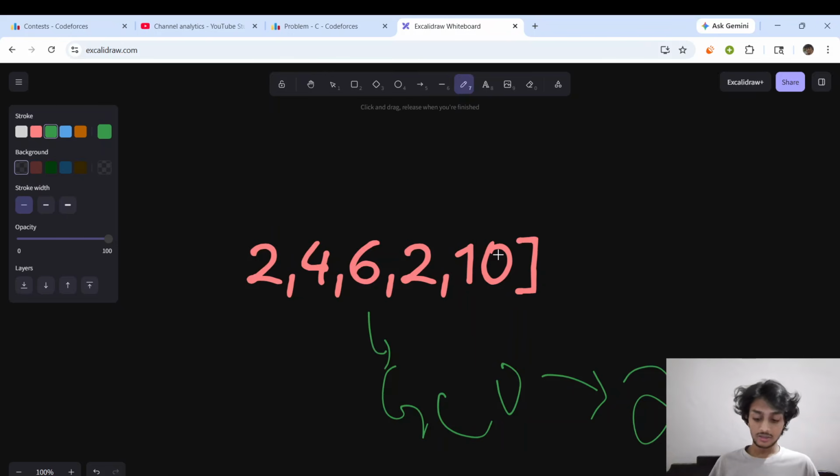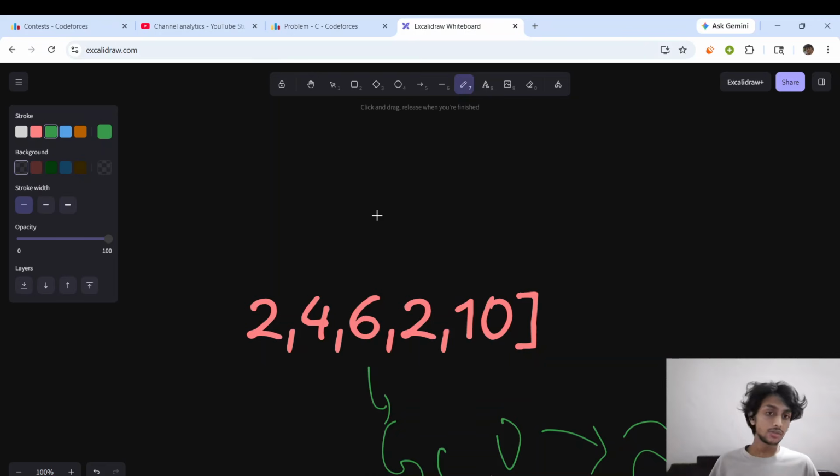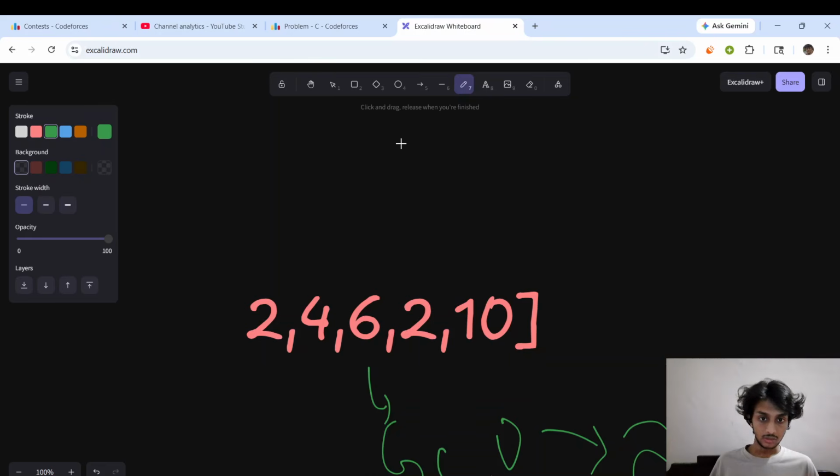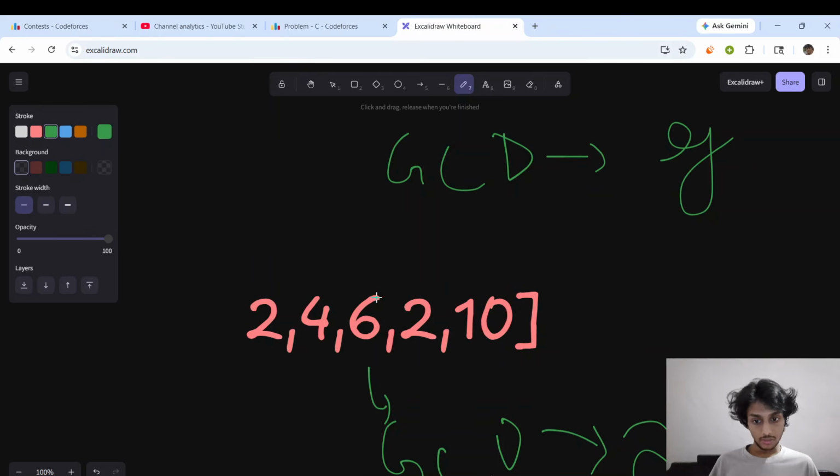The number divides all of the elements, so what's the greatest value? The greatest common divisor, right? Because they ask for the number of common divisors of all elements. GCD is the greatest common divisor. So let's say it's G. That means G divides all of these elements. Since GCD divides all of these elements, we can count how many factors GCD has.